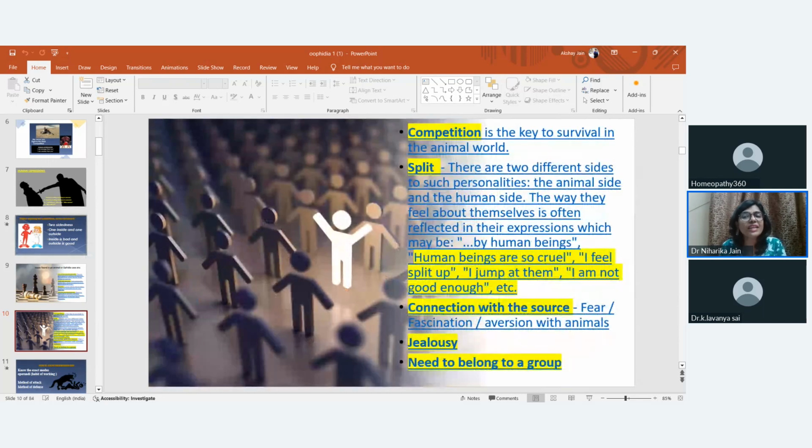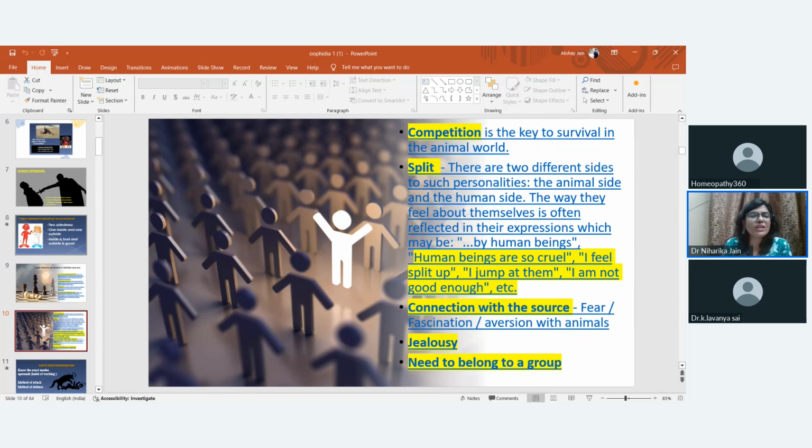Split: there are two different sides of such personalities, the animal side and the human side. Because they belong to the animal kingdom, definitely they have an animal side also. So you observe in society how animals behave. अभी कुत्ते को पता है कब काटना है, कब नहीं काटना, कब अटैक करना है. How you behave with this animal, the roadside animals also sometimes. So exactly, human is also having the same thing: one side is animal and another is a human side, and the way they feel about themselves is often reflected in their expression.